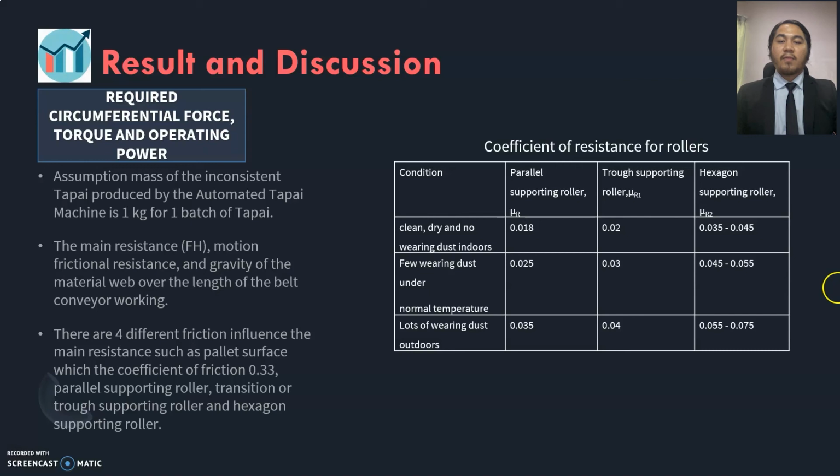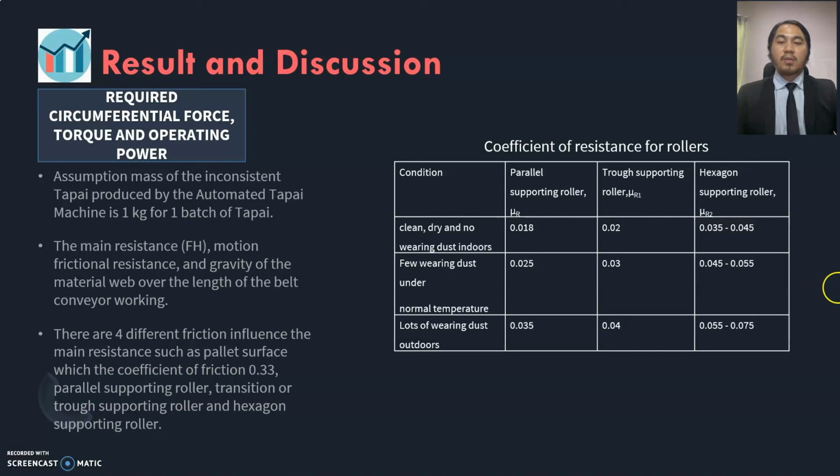There are 4 different frictions that influence the main resistance, such as the pellet surface, which has a coefficient of depression of 0.33, the parallel support roller, the transition of the through supporting roller, and the hexagon supporting roller. This is the coefficient of the resistance for rollers.